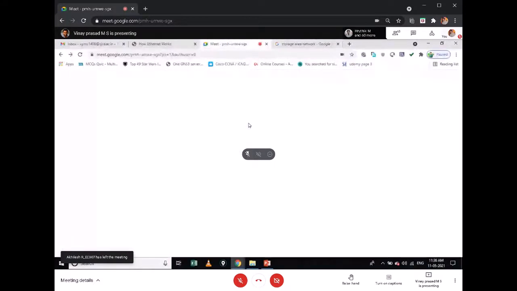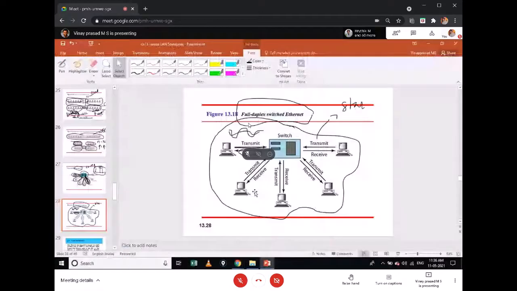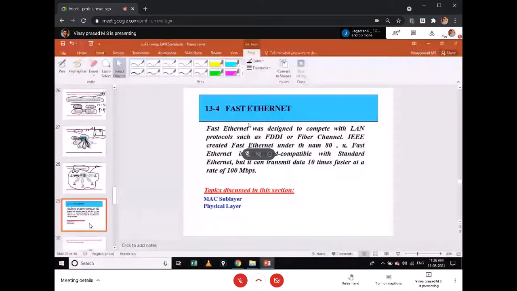Okay, so the next one: after we made these changes, it gives us a road to improve the data rate from 10 Mbps to 100 Mbps. Fast Ethernet was designed to compete with LAN protocols such as FDDI or Fiber Channel. IEEE created Fast Ethernet under the name 802.3u. Fast Ethernet is backward compatible with standard Ethernet.